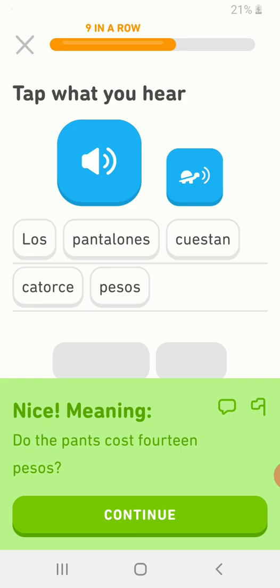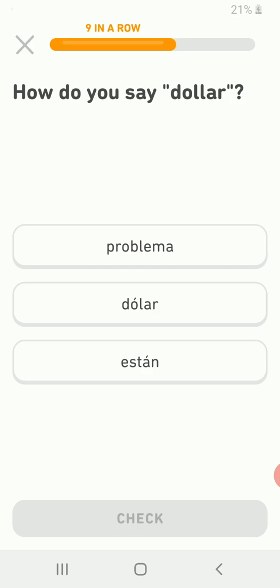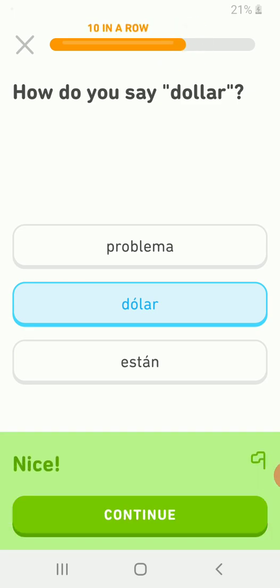But in Mexico you will have pesos, los pesos. So how do you say dollar? It's a dollar. Dollar and dollar.